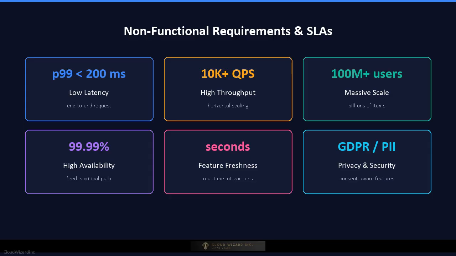Availability must be extremely high, since the feed or homepage is usually the most trafficked surface. Feature freshness matters. Recently watched, clicked, or purchased items should influence the next recommendations quickly. Privacy is essential because recommendations depend on personal behavior data, so we need consent-aware feature engineering, encryption, and access controls. And finally, model serving and training must be observable and debuggable so teams can detect regressions.